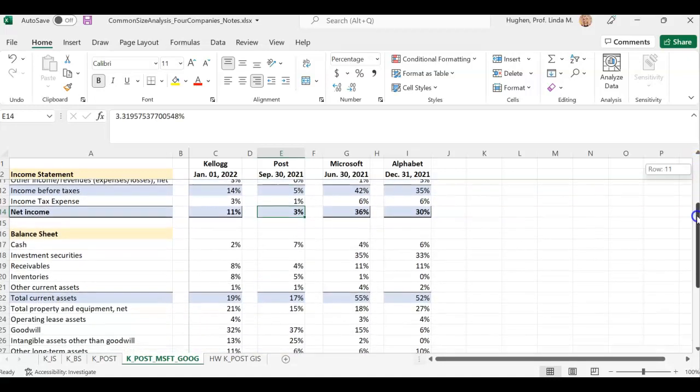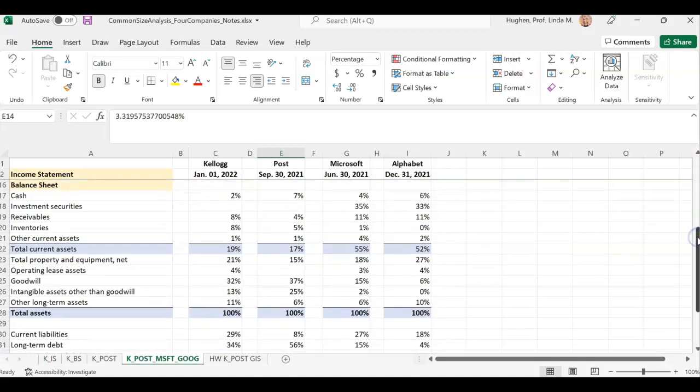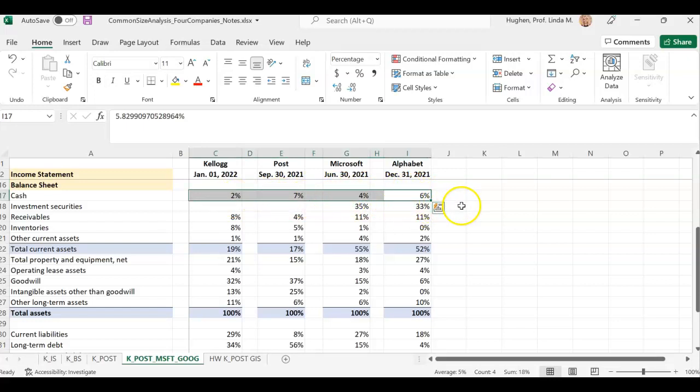I'm going to go down to the balance sheet and go just a little bit faster for the sake of time. You can go through each one of these and kind of think about, what does this mean? What do these changes mean? But let's highlight just some of the major differences.